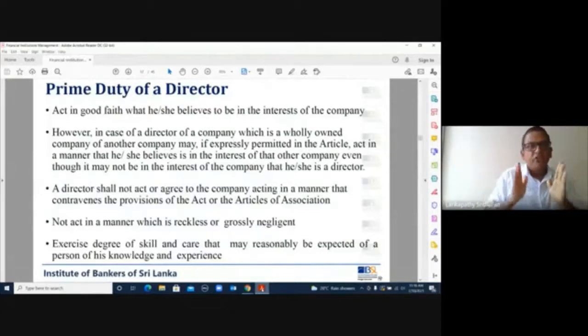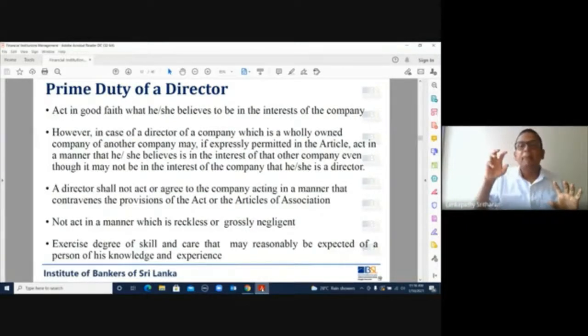This is the primary duty of the director. The first one says that he must act in good faith in what he or she believes to be the interest of the company. For example, I am the director of company A. In that circumstance, I have to act in good faith, believing that whatever I am doing is in the interest of company A. So it is good for company A. That is the general rule.